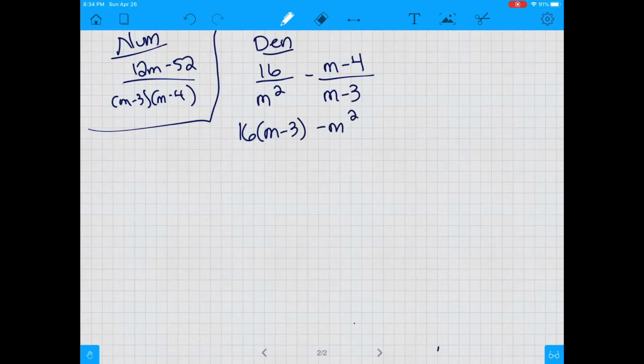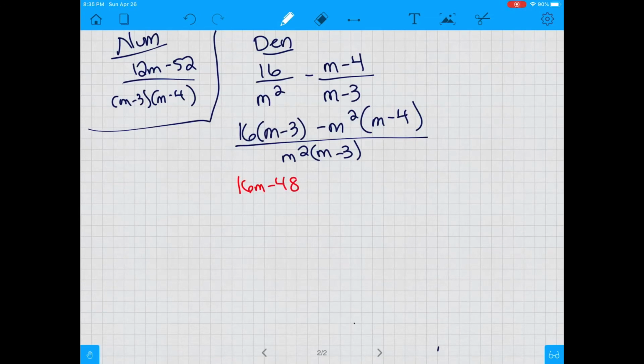Second fraction is missing the m squared. And then I just have these two unique factors. Again, I'm going to suggest that you simplify this just to make your life a little bit easier. So I'll switch back my colors here. So this is my 16m minus 48 minus m to the third plus 4m squared.